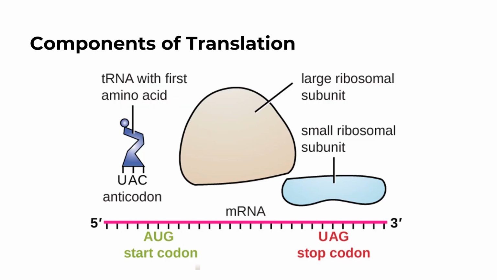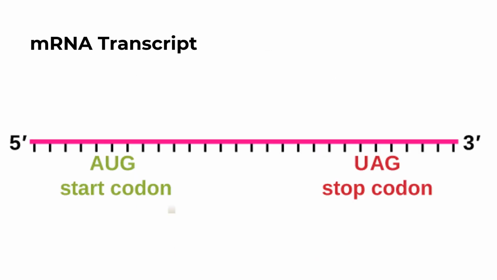For translation to occur, we need several different components: tRNAs, ribosomes, and an mRNA transcript. The mRNA molecule, of course, is the product of transcription. The sequence of nucleotides in this molecule will direct translation. Notice that there's a start codon and a stop codon. It is the sequence between these two codons that will actually correspond to the amino acid sequence.